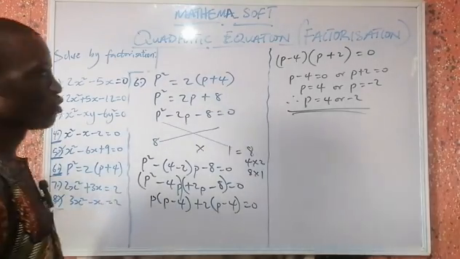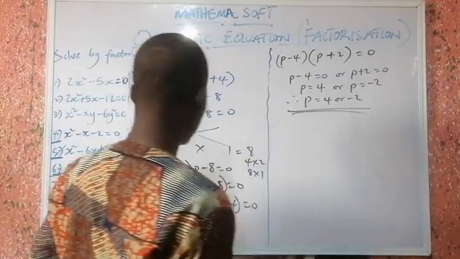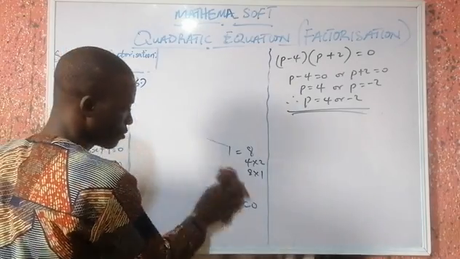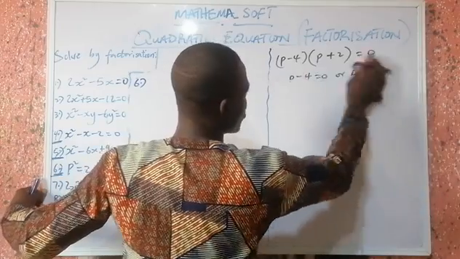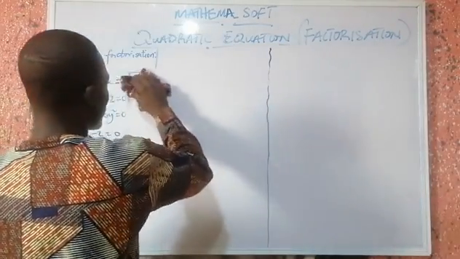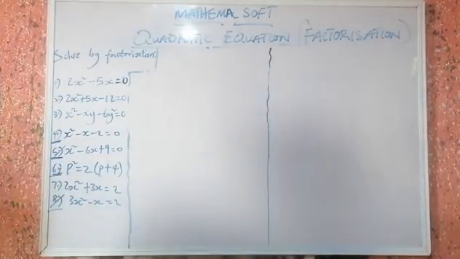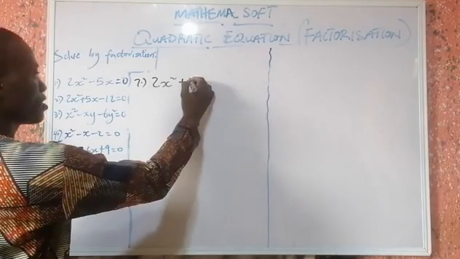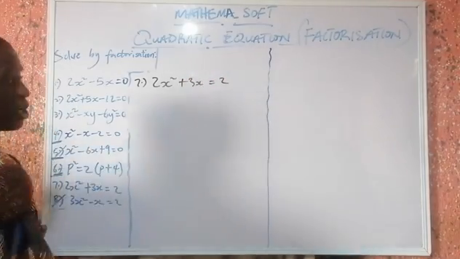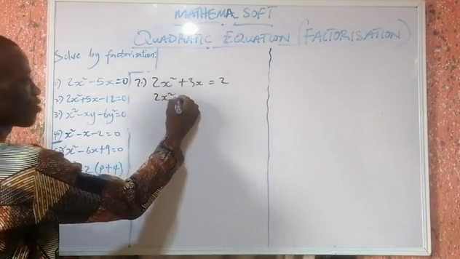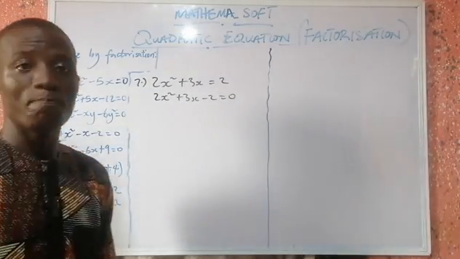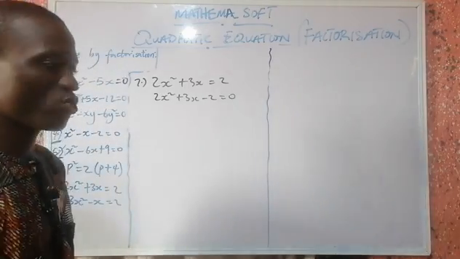Okay, let's approach question number 7 now. Question number 7 also requires a little arrangement so that it will be in the form of a quadratic equation. So question number 7, I have 2x squared plus 3x equals 2. Let me just bring my constants. That will be 2x squared plus 3x minus 2 equals 0. And then I have it written perfectly in the standard form of a quadratic equation.